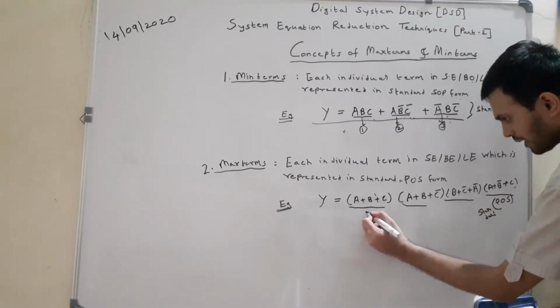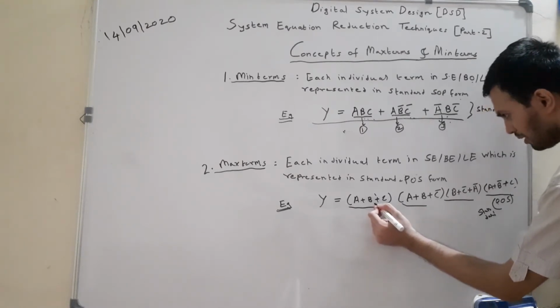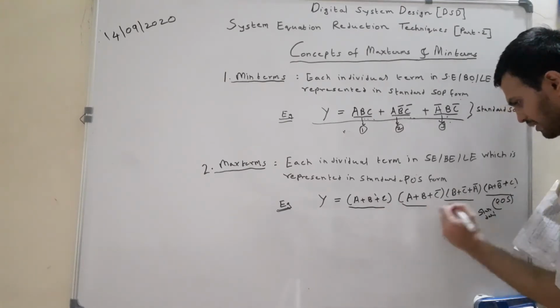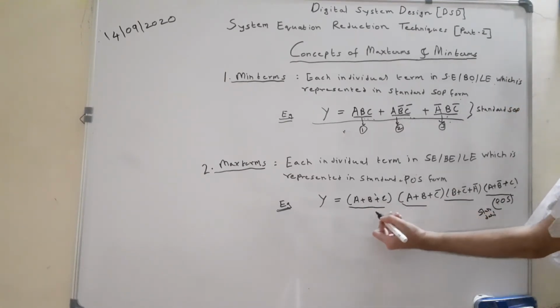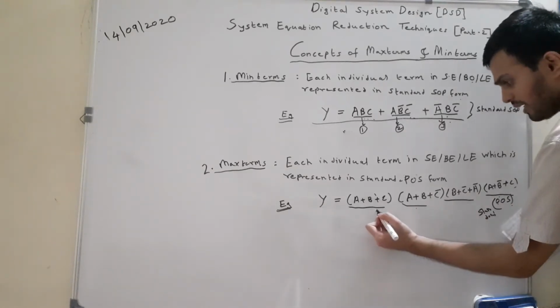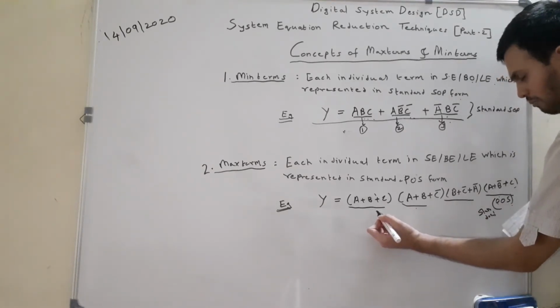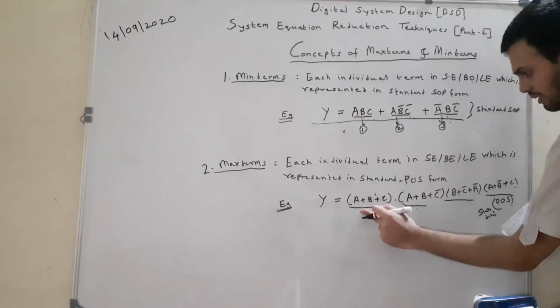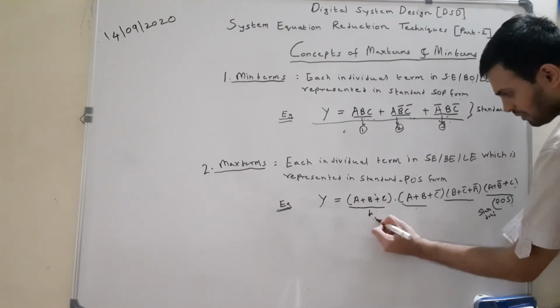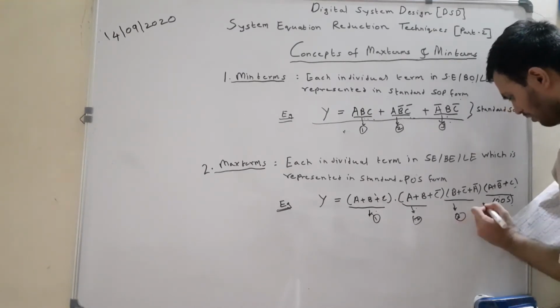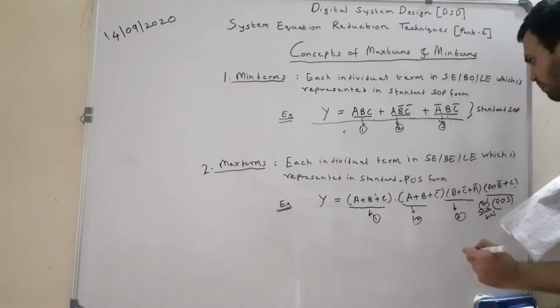So as you can see, this system equation is a combination of how many min terms? 1, 2, 3, 4. Sorry, max terms. Each individual term in the system equation is known as a max term when it is expressed in the standard POS form. So how many max terms are there over here? The number of max terms is equal to the number of individual terms in the expression in the POS form. So this is one max term, this is another max term, this is another max term. In all, a total of 4 max terms are present in this.